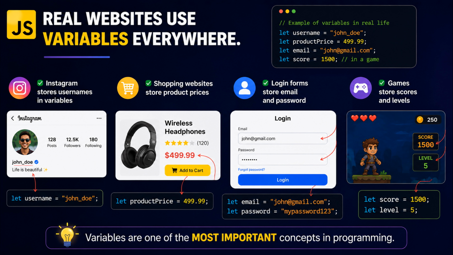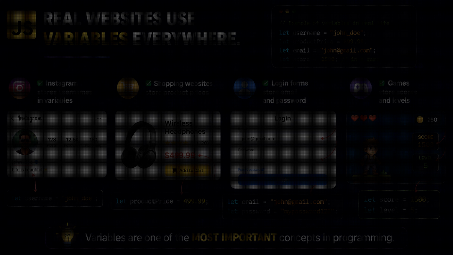Real websites use variables everywhere. Instagram stores usernames in variables. Shopping websites store product prices. Login forms store email and password. Games store scores and levels. Variables are one of the most important concepts in programming.